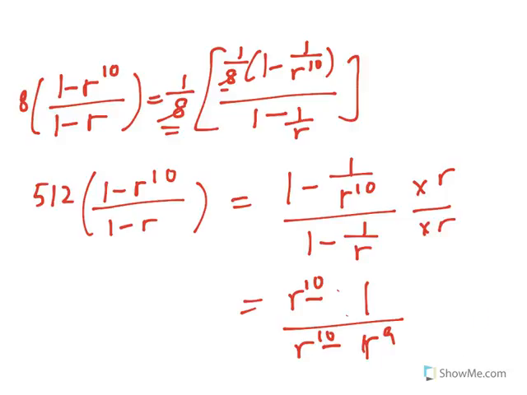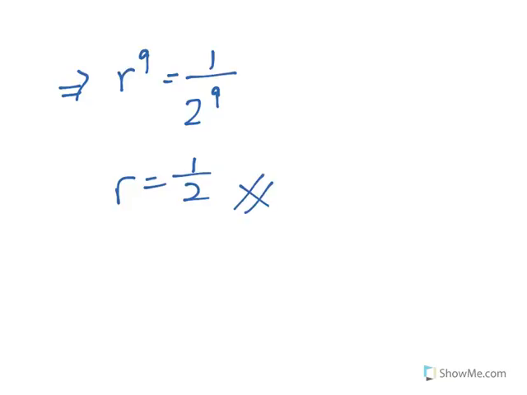We have simplified the right hand side. I'll leave you to simplify the left hand side. Solving this equation, you have R to the power of 9 equal to 1 over 2 to the power of 9, and R will be equal to half. So I'll leave the manipulation to you.